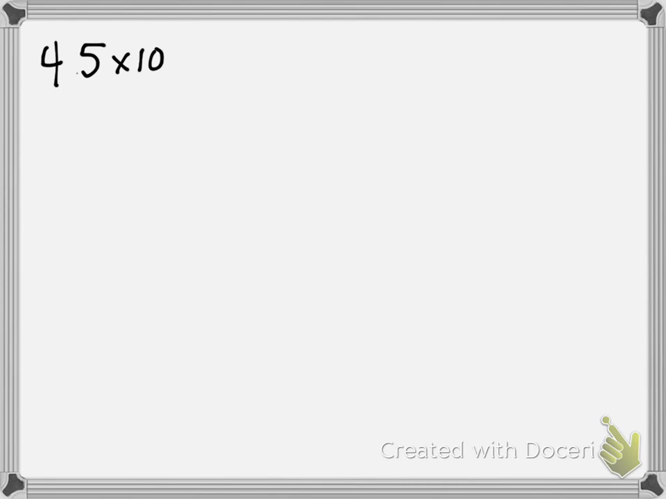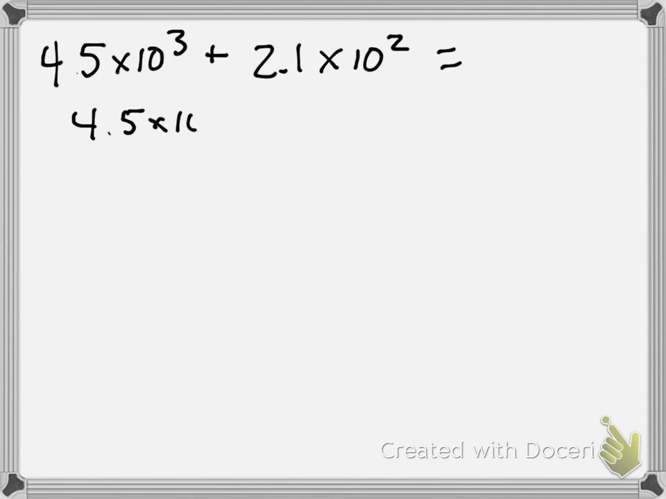What we're looking at here is if you had 4.5 times 10 to the third plus 2.1 times 10 to the second, and I asked you to add that in class. What I first would like you to do is set them up over each other: 4.5 times 10 to the third, plus 2.1 times 10 to the second. I want you to set it up this way. The reason why is because I find it easier to add these numbers if, well, sorry, I'm getting ahead of myself.